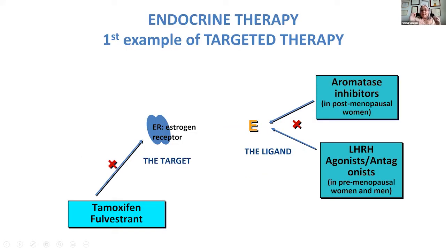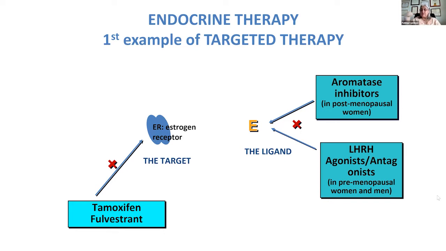So endocrine therapy is the most important treatment for this subtype of breast cancer. And it's actually our first example of targeted therapy. So what is the target here? It is the estrogen receptor, or it can also be the hormones that link to the estrogen receptor. So our goal here is to block the link between the hormones and the receptor. We can do that by blocking the receptor. This is what tamoxifen or fulvestrant do. Or we can do this by blocking the hormones.